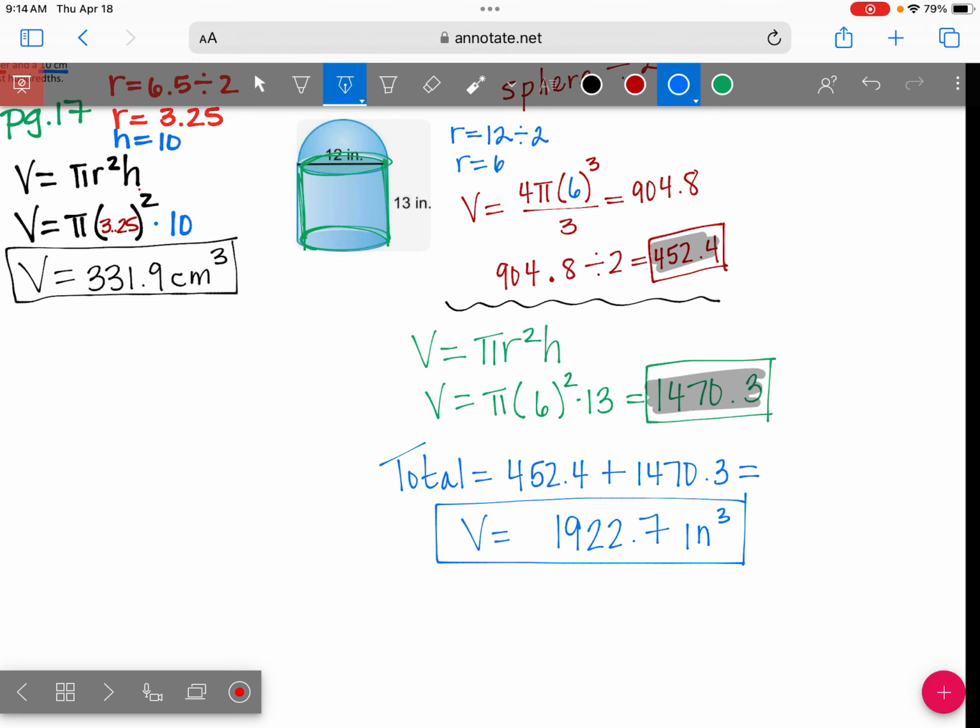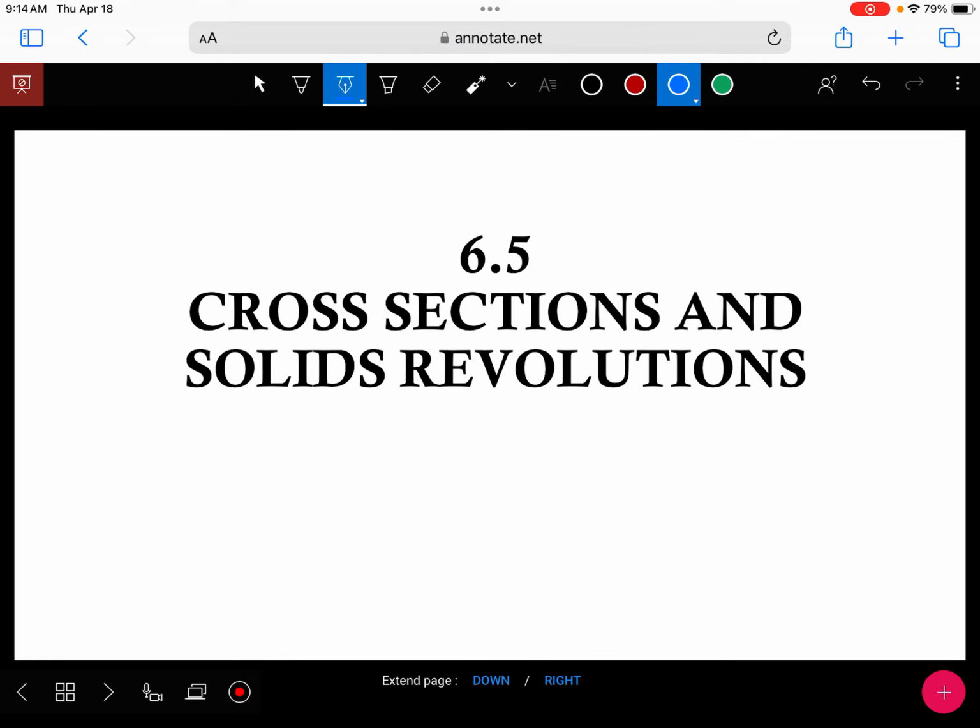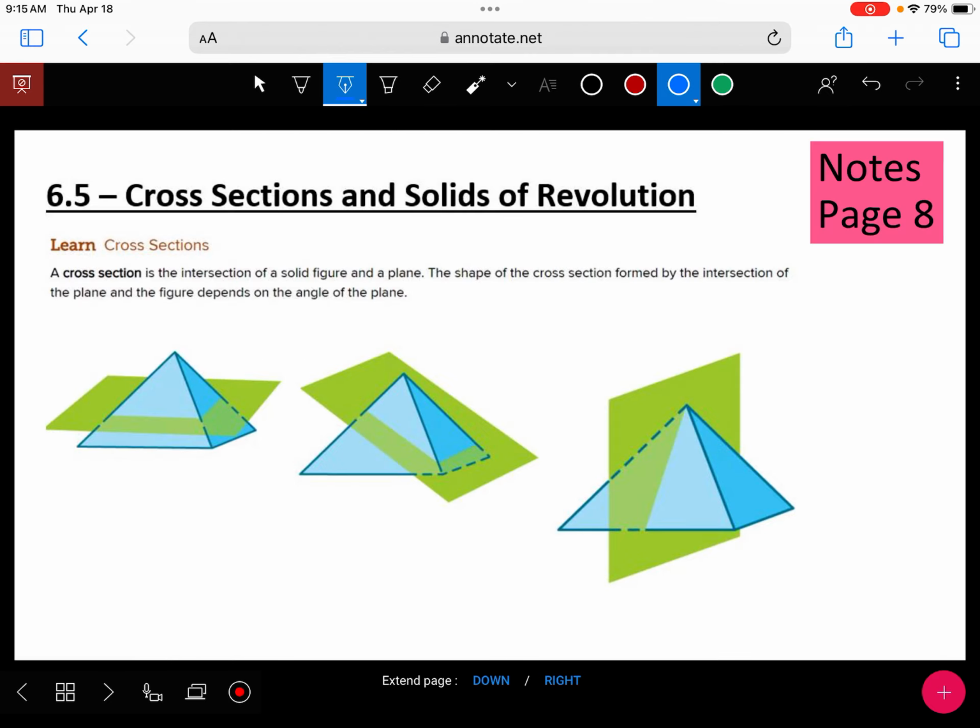Now this part of the chapter, you have to be a visual person. And we are going to do some activity tomorrow so you can also see, because this is one of those things that you have to be able to see in 3D to truly understand. So for example, we're going to talk about cross sections. So go to page 8 in your notes. And because your notes are in black and white, it might be good for you to look at how it is represented on the screen.